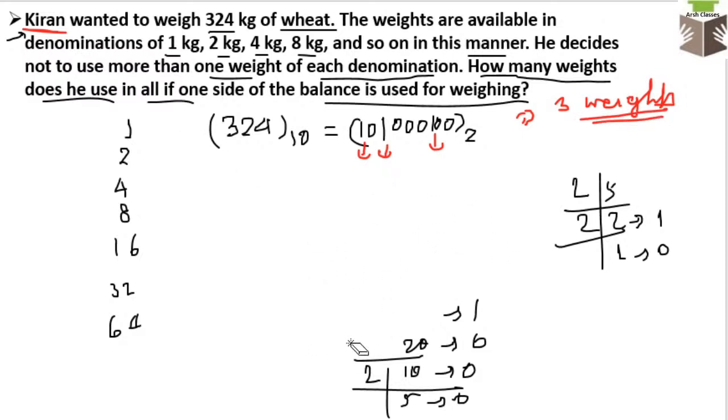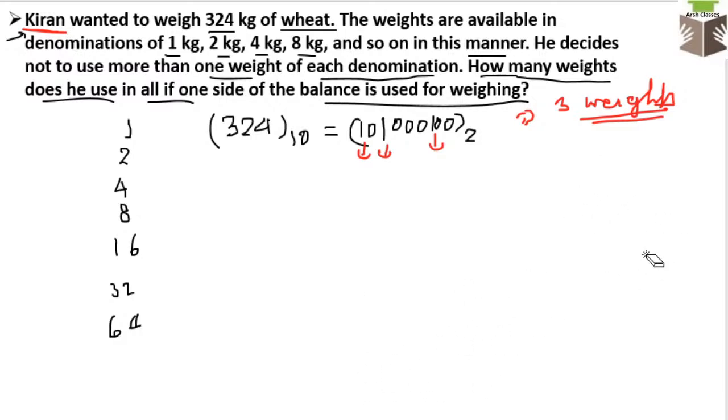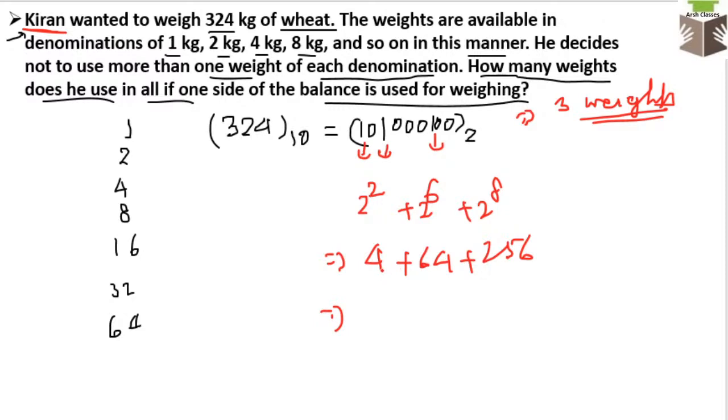And I'm sure you will ask what those 3 weights are that she will use to weigh 324 kg. You can see, guys, the powers of 2 start from 2 to the power 0, then 2 to the power 1, then 2 squared, then 3, 4, 5, 6, then 7, and then 8. Here 2 squared is nothing but 4, 2 to the power 6 is nothing but 64, and 2 to the power 8 is 256. So 256 plus 4 is 260, plus 64 becomes 324.